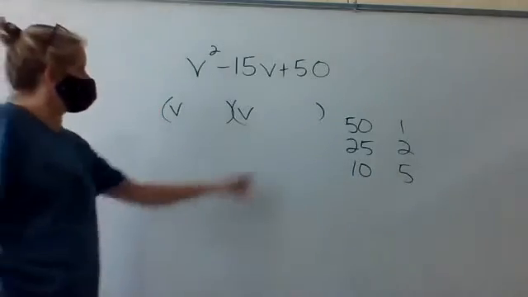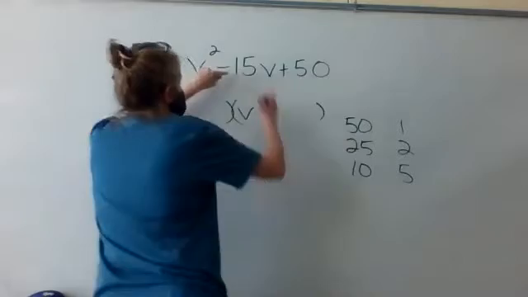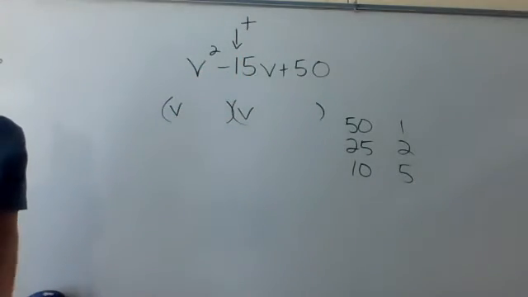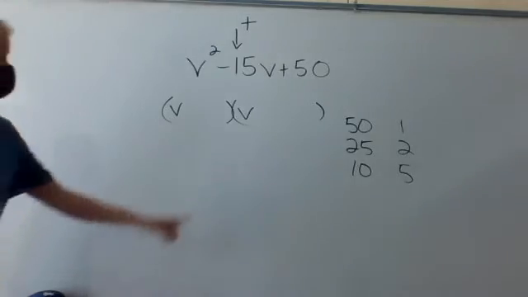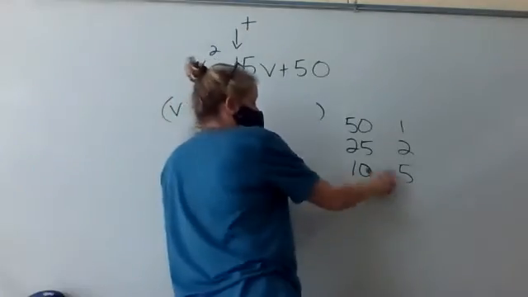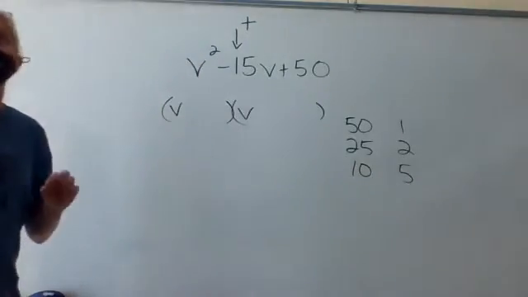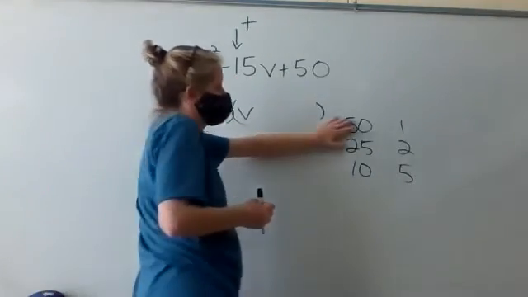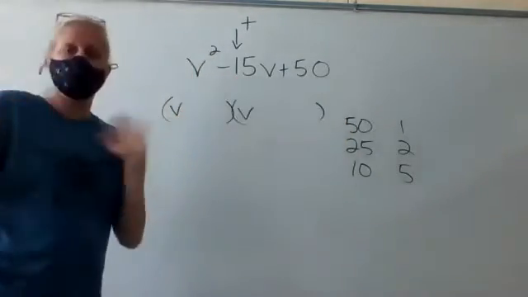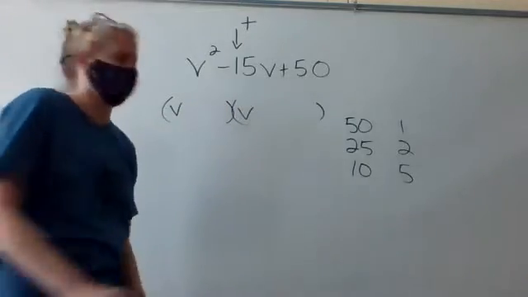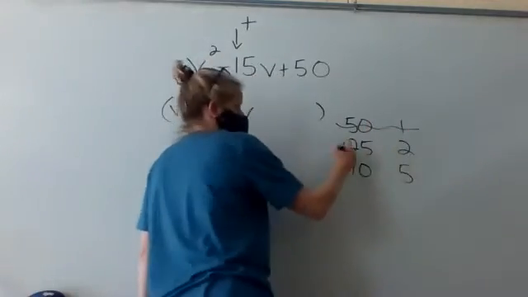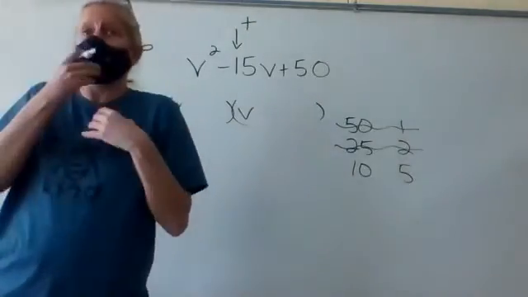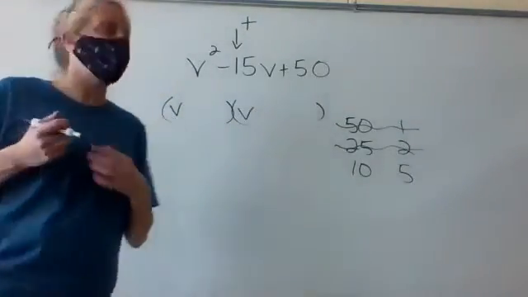Now, be careful with your signs. I'm going to use the pair that also adds to negative 15. 10 and 5. So yes, you're going to use the 10 and 5 pair, because by looking at these numbers, I'm not going to be able to use a 50 and a 1, no matter what you do with your signs, and get a negative 15. I can't do that with 25 and 2 also. So the easier part is picking out the pair. Now I got to figure out what my signs are going to be.